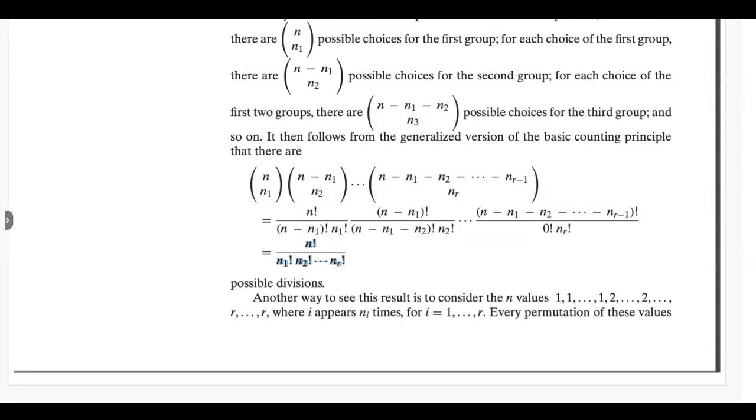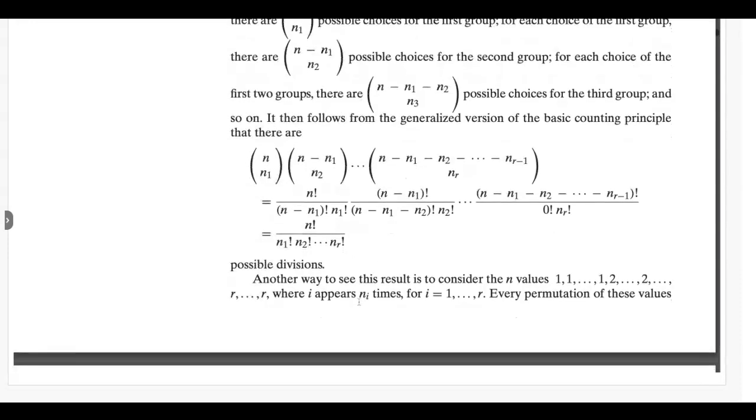So just think about it: if we have 100 people and we want to make five groups, how many different ways can we make the five groups? It depends on how many people are in each group. Maybe you'll have 10 in a group, 20 in a group, 30 in a group, and so on. It says n factorial divided by the number of members in the first group factorial, up to the number of members in the last group factorial.